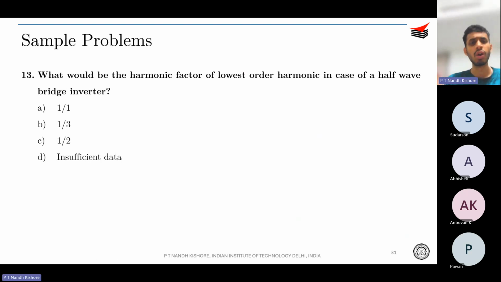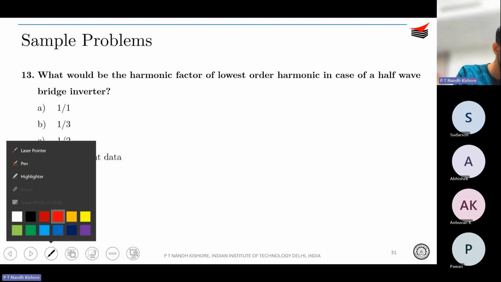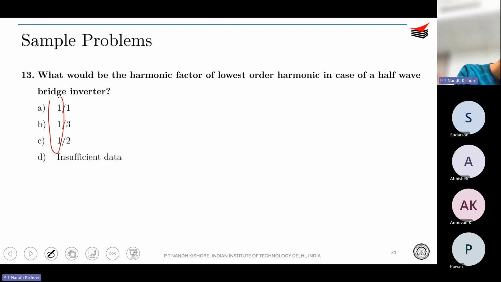What would be the harmonic factor of the lowest order harmonic in case of a half bridge inverter? If your fundamental is 1, that's the meaning of this question. On this side, you have your fundamental. If the fundamental is 1, what is the lowest order harmonic? Is it the second order harmonic, third order harmonic, or insufficient data? I guess all of you would know the answer: it's the third order harmonic, that's the lowest one.